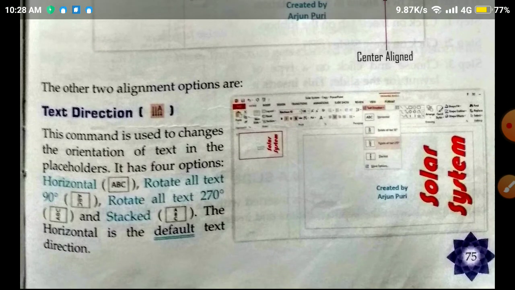The other 2 alignment options are, number 1, text direction. This command is used to change the orientation of the text in the placeholders. It has 4 options: horizontal, rotate all text 90°, rotate all text 270°, and stacked, like A, then B, then C, one after another in a vertical way. The horizontal is the default text direction.